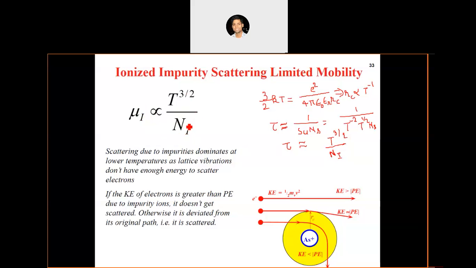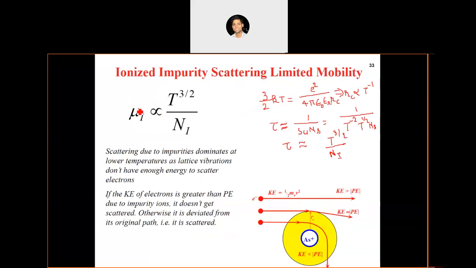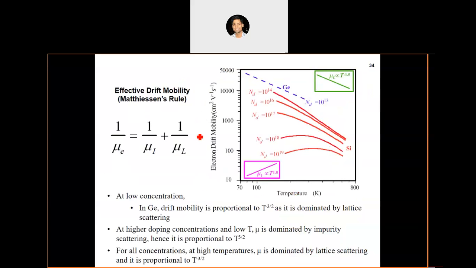And this scattering actually dominates at low temperatures, because at low temperatures lattice vibrations don't have enough energy. The vibrational energy which the atoms have is not enough to scatter the electrons, right? So these are the two types of scattering which will define the temperature dependence of the mobility. As you can see, at high temperatures, because vibrational scattering is dominating, the mobility will be proportional to T to the power minus 3 by 2, and at lower temperatures the scattering will be dominated by impurity scattering, and that is equal to T to the power 3 by 2 by Ni. So these dependences are very different, right? And that is what you can see in the experimental results also.